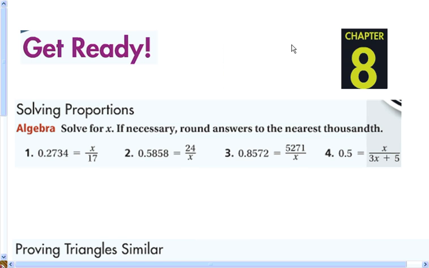Hey students, this is lesson 8.1. This is a review of Pythagorean's theorem. You will learn how to use Pythagorean's theorem and its converse.